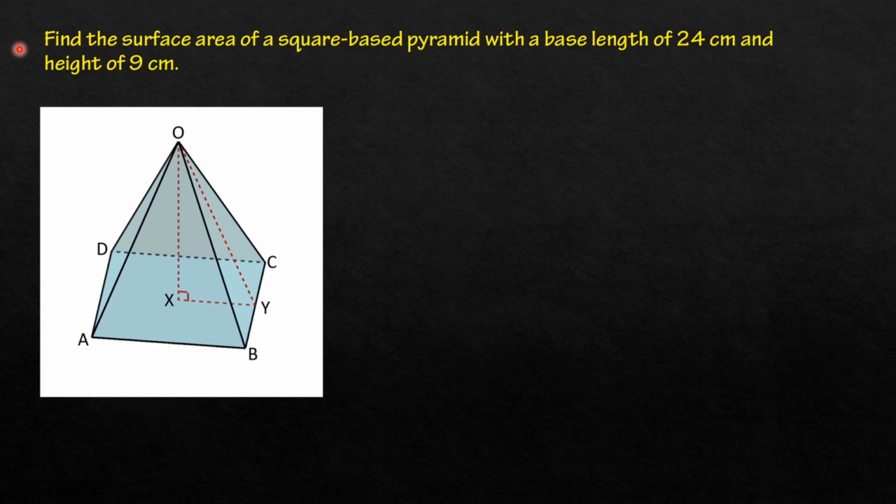In this question, we'll find the surface area of a square base pyramid with a base length of 24 centimeters and height of 9 centimeters. Label your diagram first. The base edges are 24 centimeters each. The height of the pyramid is 9 centimeters. And this length from X to Y is 12 centimeters. This value is half of the length AB.